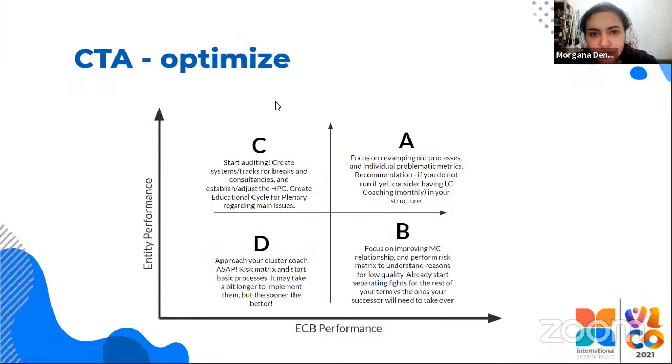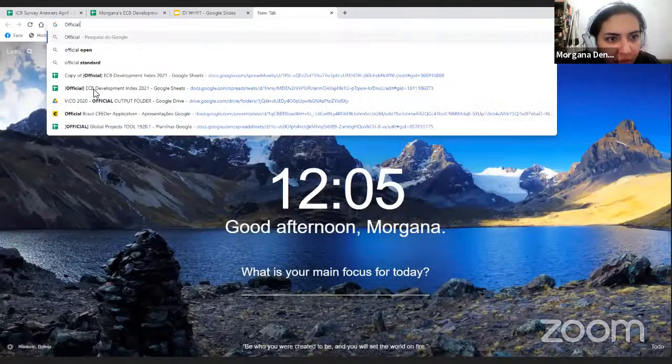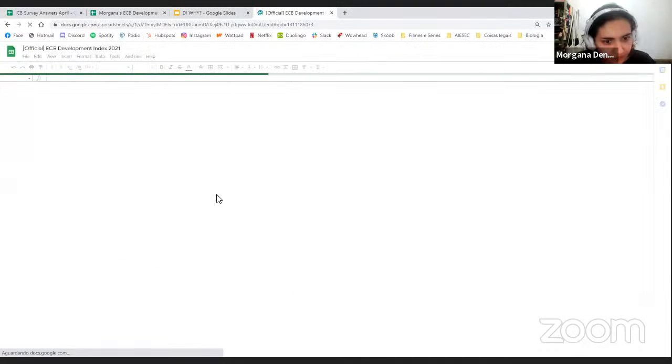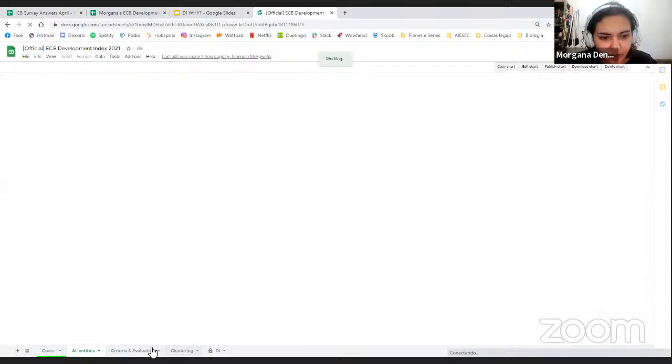Wait, oh, it wasn't first stop sharing. It was for just start changing. Wait. Okay, let me go back. Yes, here. So basically, oh my God, I have too many tabs open. So if you go here on the official ECB development index, 2021, closing a little bit. Yes. So we have one tab.